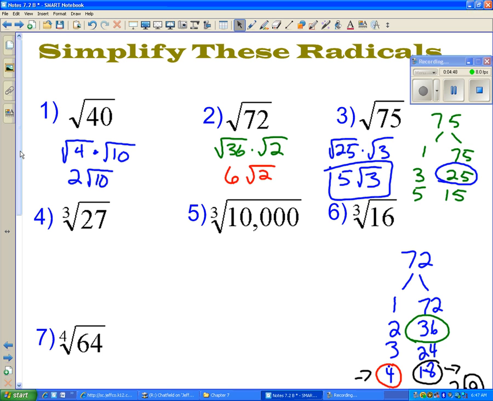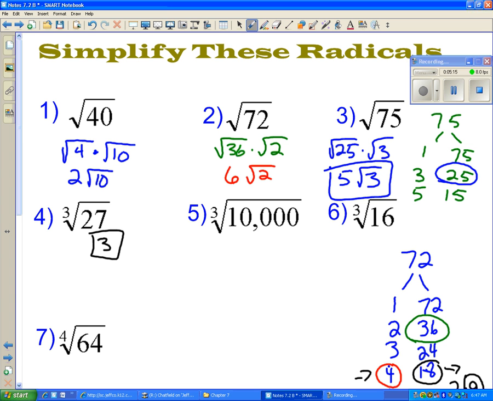Okay, let's look at number 4. Now I want a cube root. Again, this is where my course pack page 706 comes in handy. What's the cube root of 27? Well, 27 is a perfect cube, and so my answer is just 3, because 3 times 3 is 9, times 3 is 27. Okay? Okay, well, let's go on to number 5.